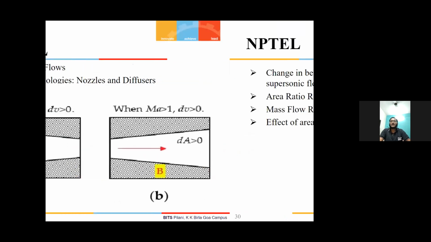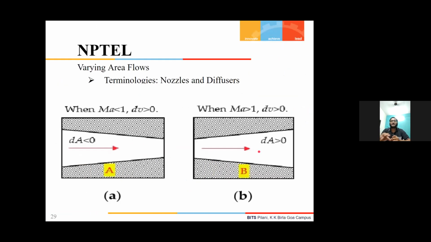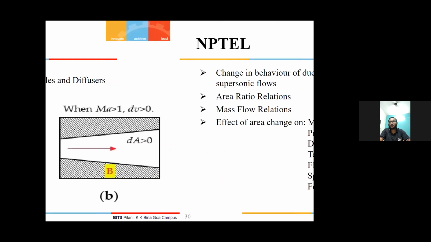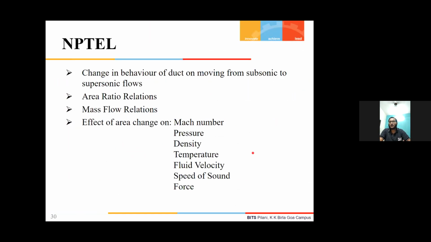These satisfy Bernoulli's equation, where the static head and the dynamic head vary, while the potential head remains constant. We have studied the change in behavior of a duct on moving from subsonic to supersonic flows. We also found the area ratio relations and the mass flow relation.